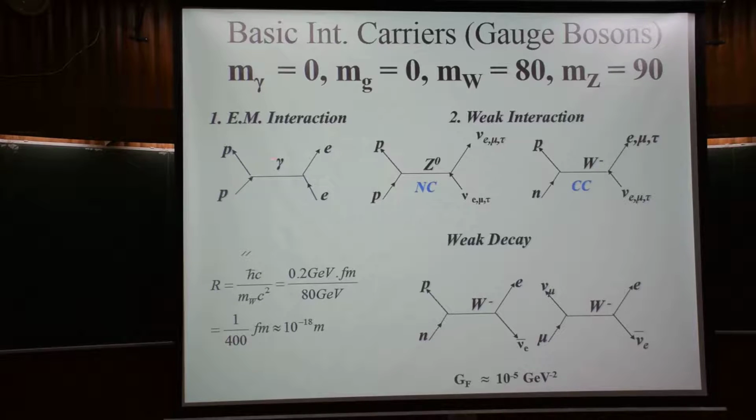This is shown by this Feynman diagram. The analogous scattering of neutrino with proton is mediated by the neutral Z boson. This is called neutral current scattering. And the charge exchange scattering of neutrino with neutron going to proton and charged electron is mediated by the charged W boson, which is called charged current scattering.